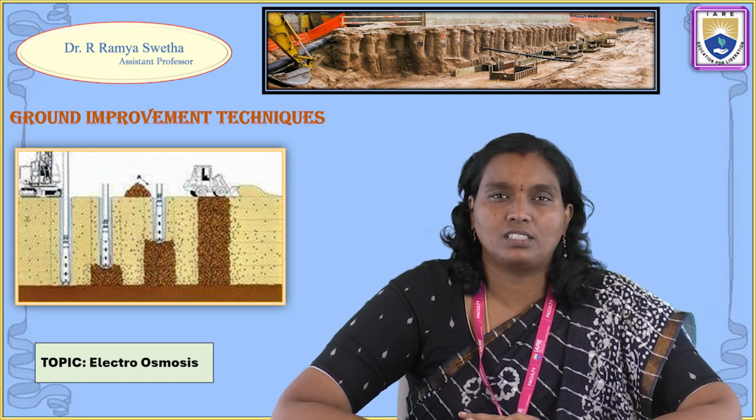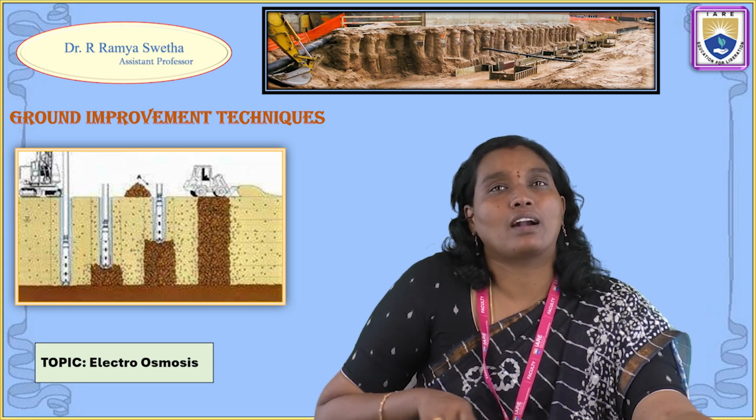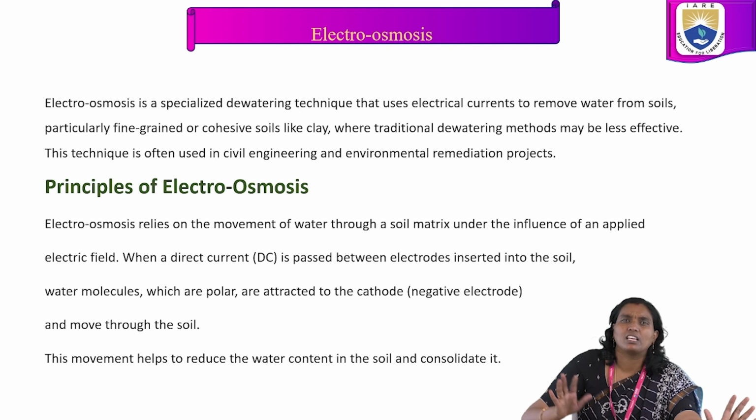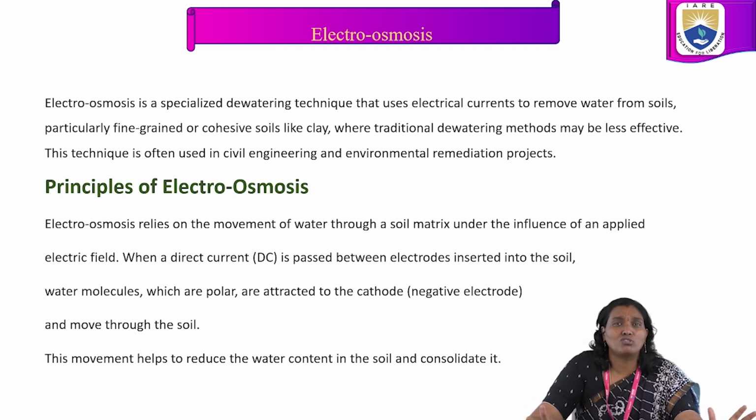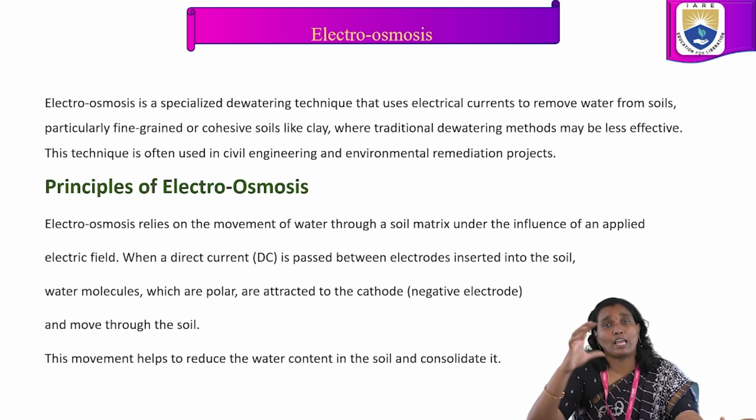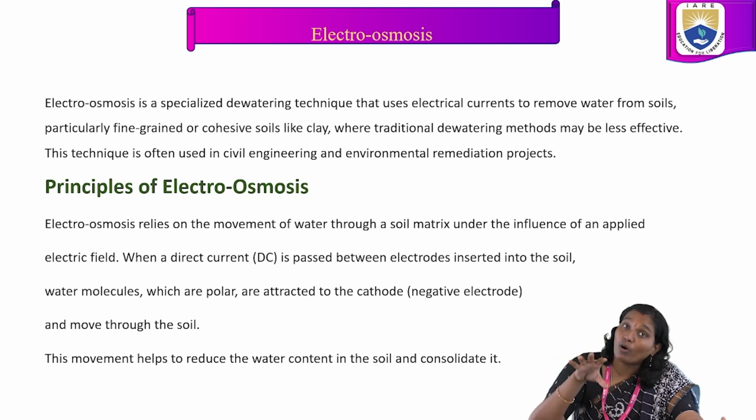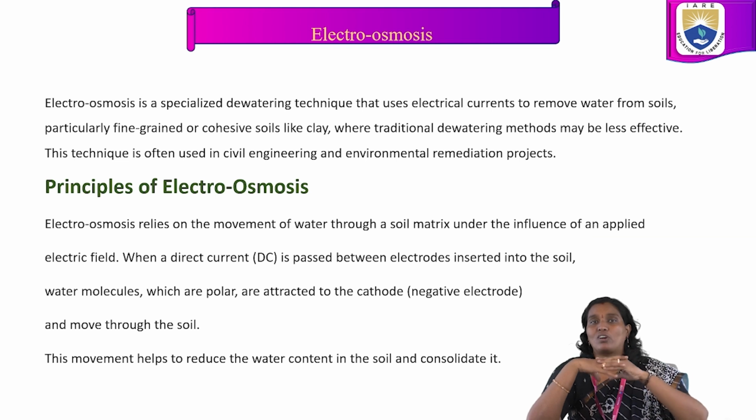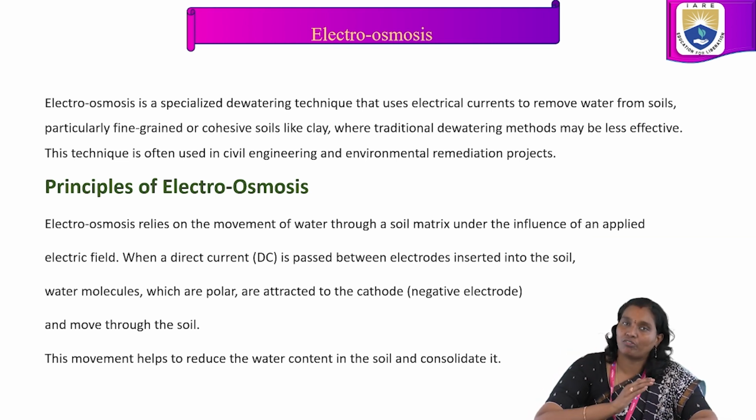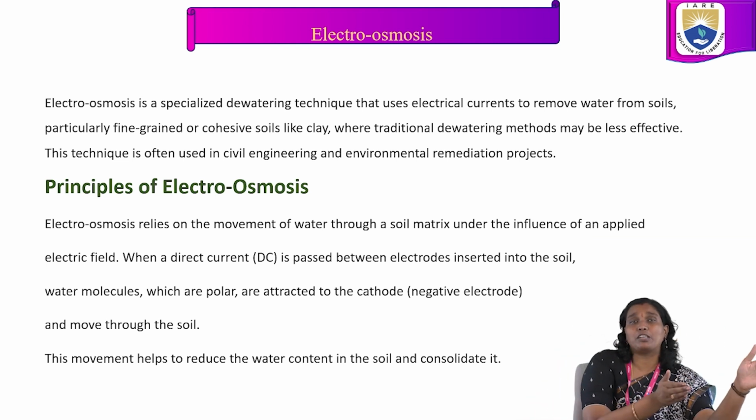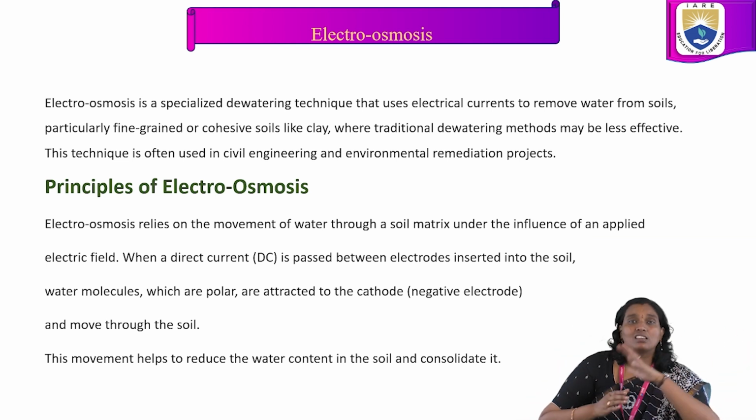Coming to electroosmosis, what we have to understand as a part of ground improvement techniques is that it comes under hydraulic modification. In hydraulic modification, we have to understand what strategies are required for the particular construction, based on which type of project it is and what type of soil condition that region has. These are the parameters we have to understand for modification of any kind of soil, whether from an improvement point of view or a replacement point of view.